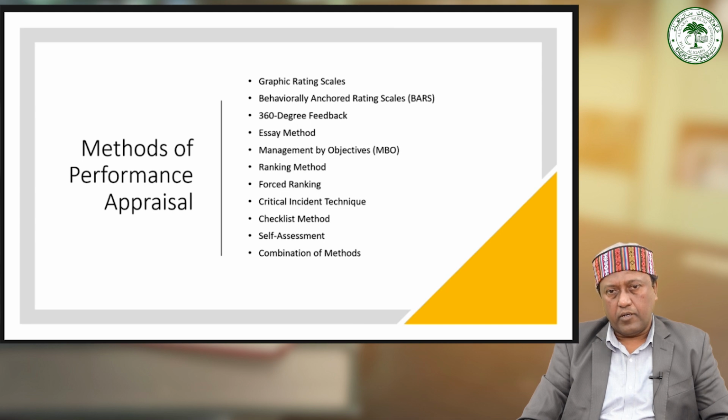Another method for assessing performance is forced ranking. This is almost similar to the ranking method. Forced ranking basically requires managers to categorize employees into predetermined percentages, for example, top 20%, middle 70%, bottom 10%, based on the performance. And this method is controversial due to its potential for fostering competition and demotivating employees.